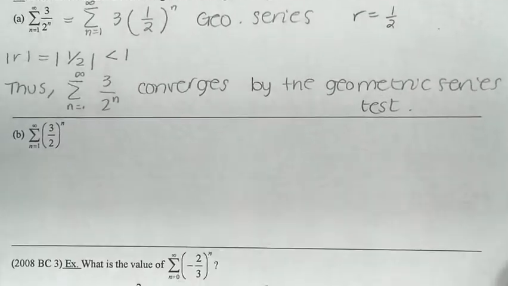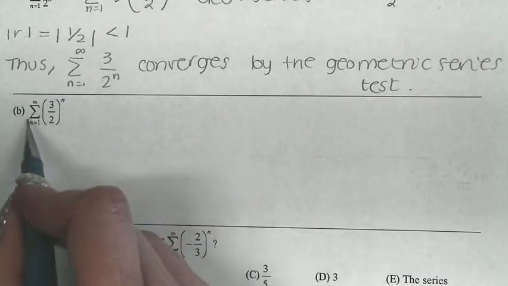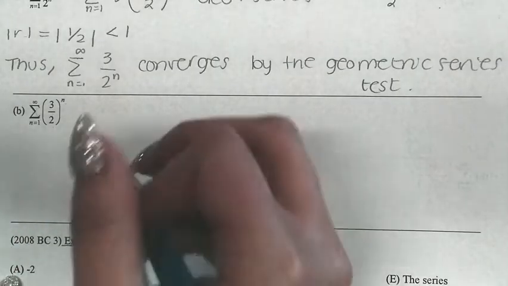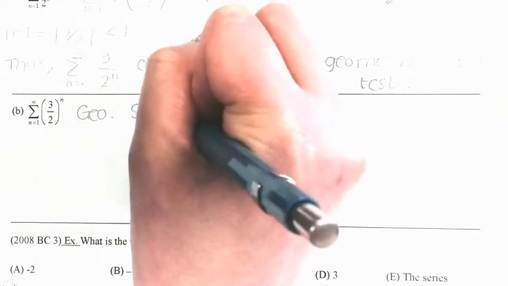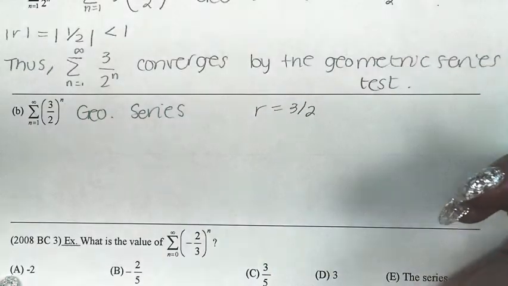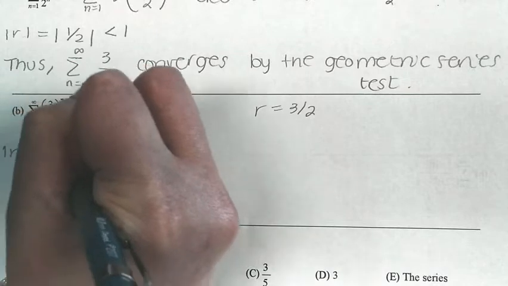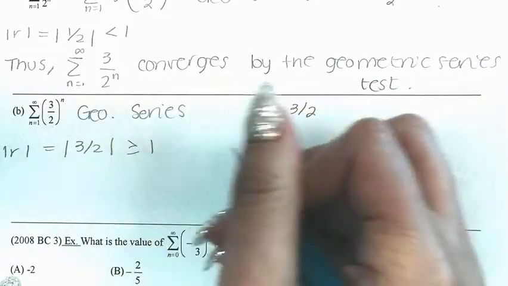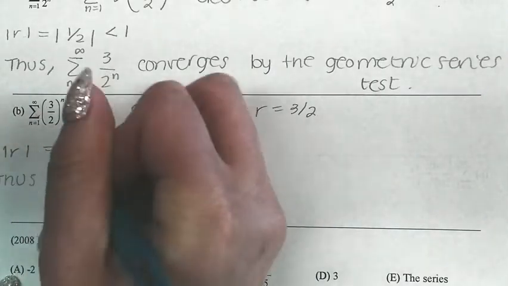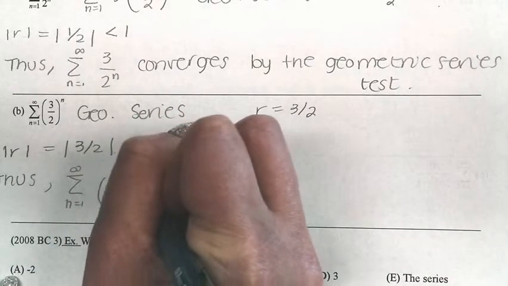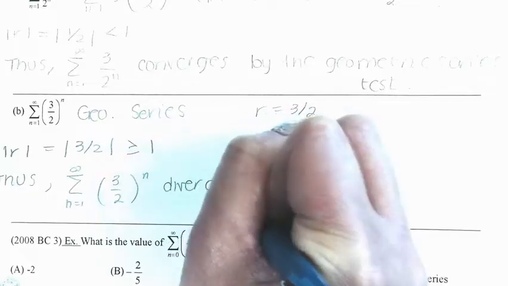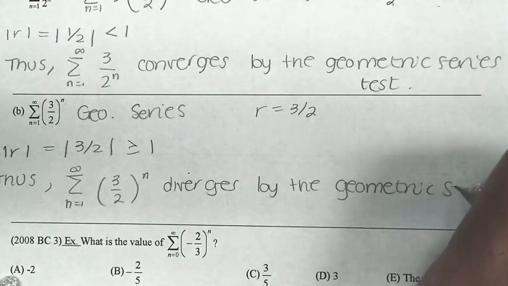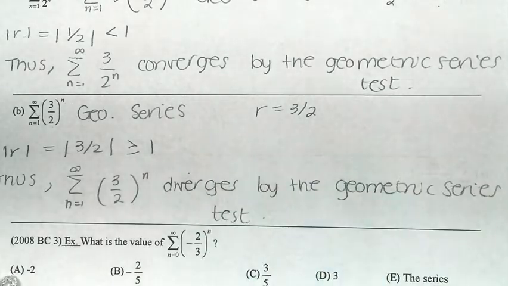The next example that we have over here is a little bit different. This series is clear cut a geometric series because you can see the 3/2 to the power of n. So you can recognize immediately that this is a geometric series, and you can see that r is equal to 3/2. Moreover, the absolute value of r is the absolute value of 3/2, or 1.5, and clearly this is greater than 1. Therefore, since this is greater than 1, your series from n equals 1 to infinity of 3/2 to the power of n diverges by the geometric series test. And that's what we have so far.